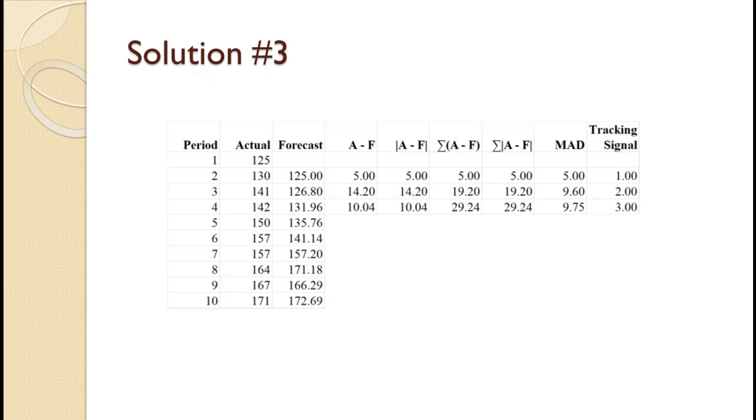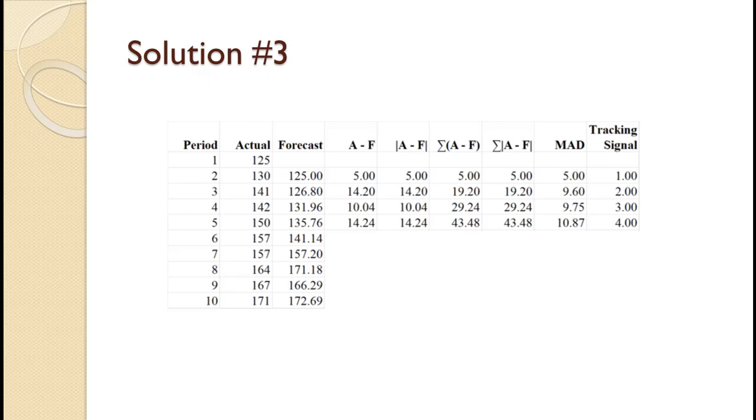3.00. For period 5, 150 minus 135.76 equals 14.24. The absolute value of 14.24 is 14.24. The cumulative A minus F is 29.24 plus 14.24 equals 43.48. The cumulative absolute value A minus F is 29.24 plus 14.24 equals 43.48. The MAD is the cumulative absolute value A minus F value of 43.48 divided by 4 equals 10.87.